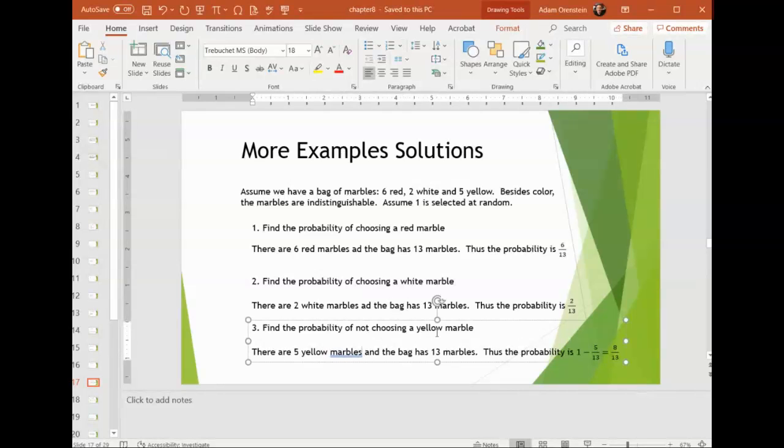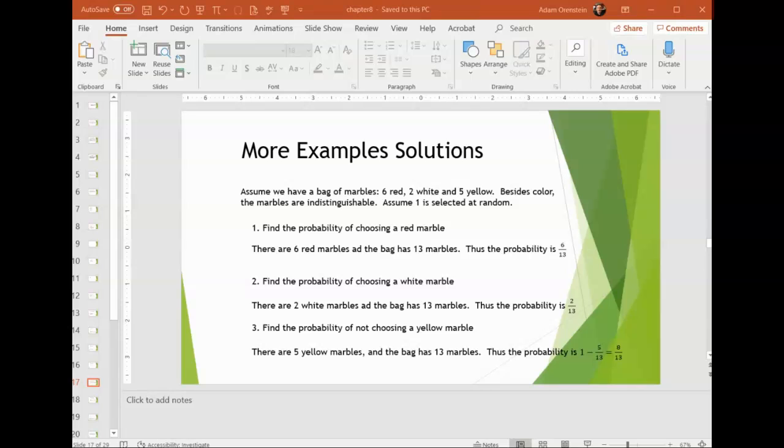Now, for yellow, we want the probability of not choosing a yellow. So we have to be careful. That's not so bad. There's really 2 ways of doing that. For not choosing a yellow marble, we can say, well, what's the probability of choosing a yellow marble? There are 5 yellow. So that would be 5 out of 13. But we want the probability of not choosing a yellow. So we subtract it from 1. So in other words, we have 1 minus 5 over 13, which is 8 over 13.